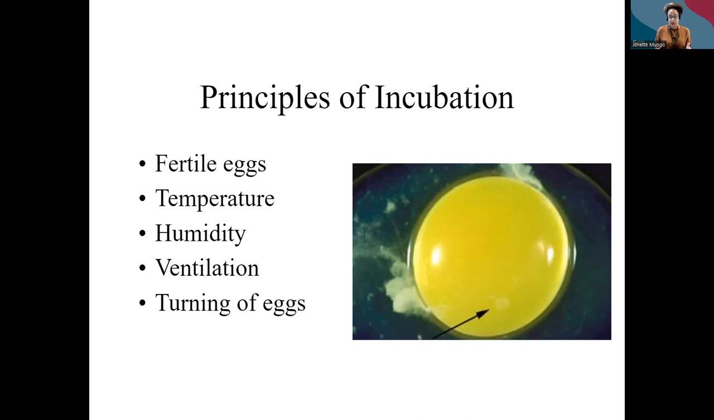Ventilation matters. Remember, these are aerobic processes in cell division and development, so it needs oxygen. So ventilation is important to have an exchange of oxygen and carbon dioxide. And then, of course, turning the eggs. Without turning the eggs, that egg can get stuck on one side and it will not develop and therefore will not hatch.